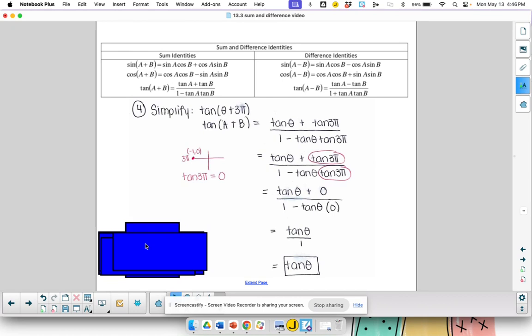Most common mistake is, again, at the very beginning, people think they can distribute the tangent. And then, although in this example, if you distributed the tangent, it would get you tangent of theta plus tangent of 3 pi. That would get you to the correct final answer, but that is sheer luck and coincidence that worked out. That will not always be the case. And plus, I would not give you credit for showing your work properly. So again, most common mistake is for people to distribute the tangent.